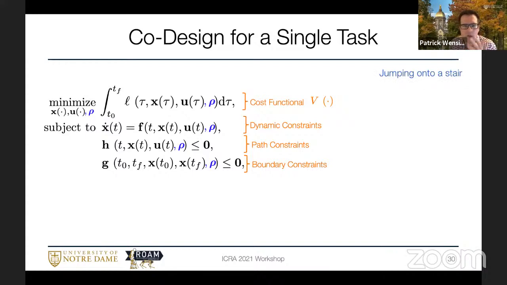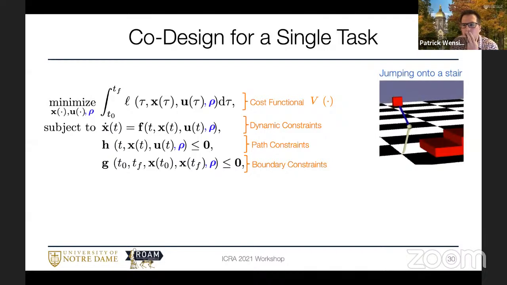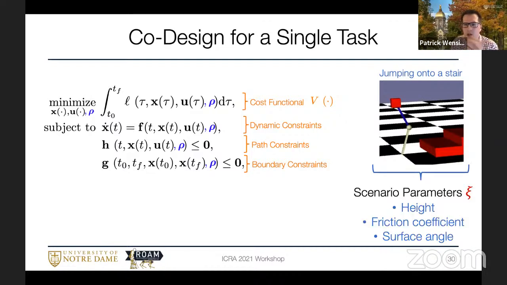So now let's think, if we want to design a robot for jumping on a stair, right? If we were to do that, we might parameterize this problem by a couple of values. So maybe the height of the stair, the friction coefficient, the surface angle, and the costs and the constraints, and all the different parts of the problem would be dependent on those parameters. And so if we wanted to design a robot that could jump up one set of stairs, this would be a reasonable way to go about it.